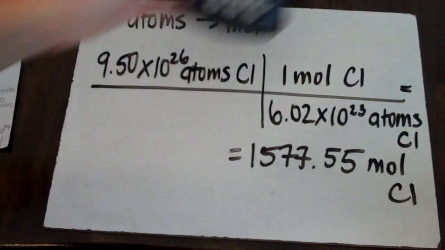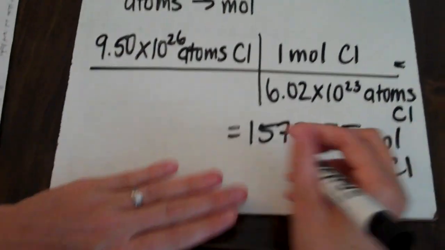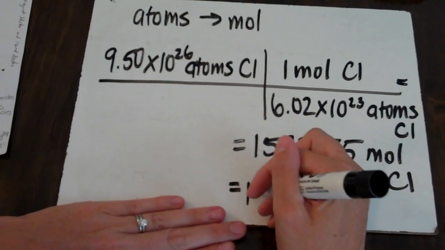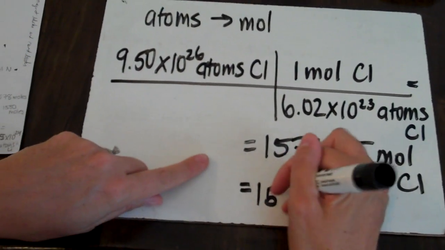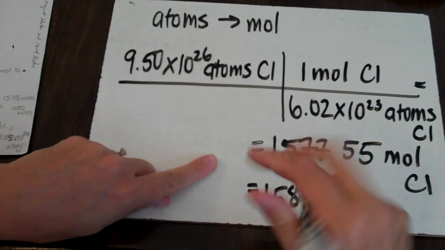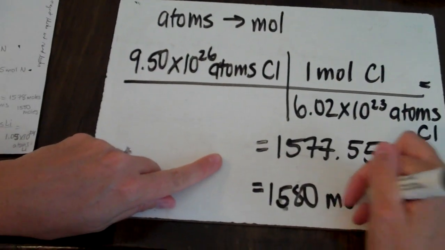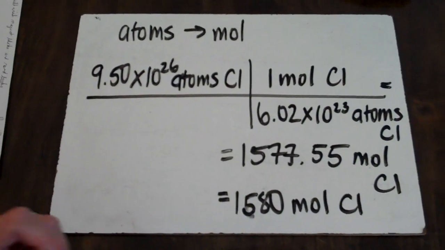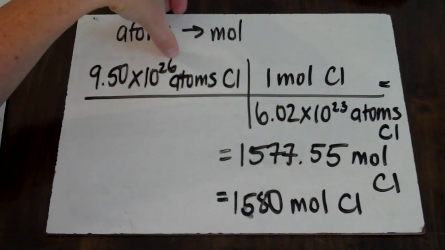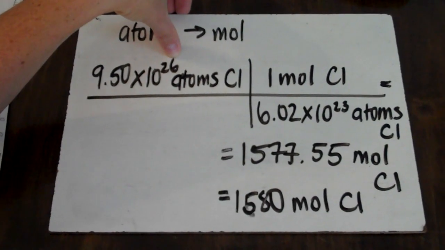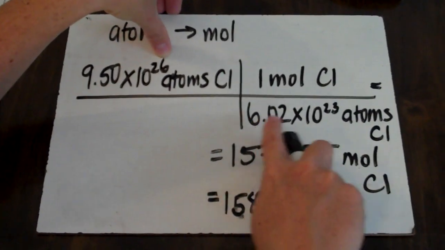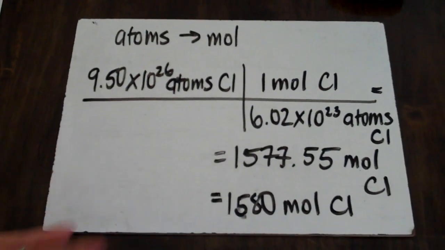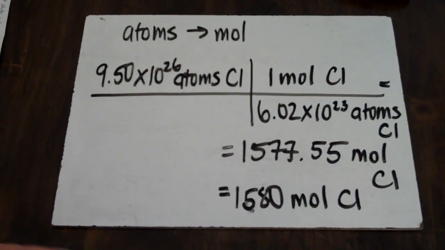That's a lot of moles of chlorine, right? That's a lot. And when you talk about sig figs, and we will talk about them soon, we'll realize that we'll need to make this 1580, right? Either way, you'll be okay. And that's moles of chlorine. Now, that's a really big number. But let's look. We have 1,000 times more atoms than in 1 mole. So it would make sense that we would have approximately 1,000 times more than 1 mole. So I think that makes sense.